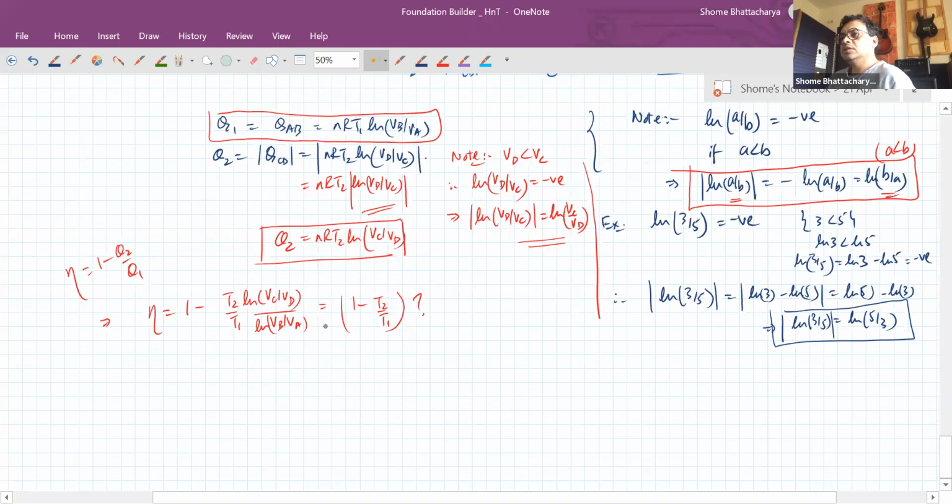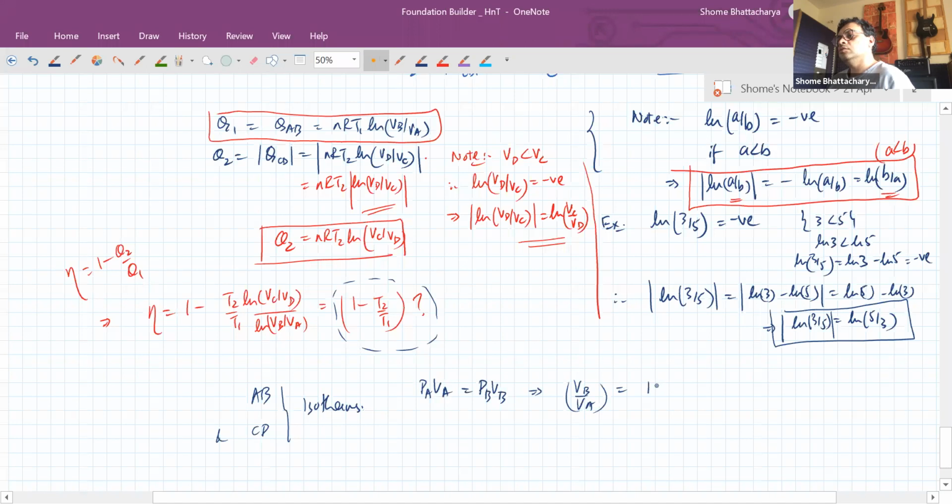Okay, so next up, let's understand why this step, how it occurs. So now notice that AB and CD, they were isotherms. Okay. So PAVA is equal to PBVB. So that means we can see that VB by VA is equal to PA by PB. Okay. And PCVC is equal to PDVD. So that means VC by VD is equal to PD by PC. That's the second thing.